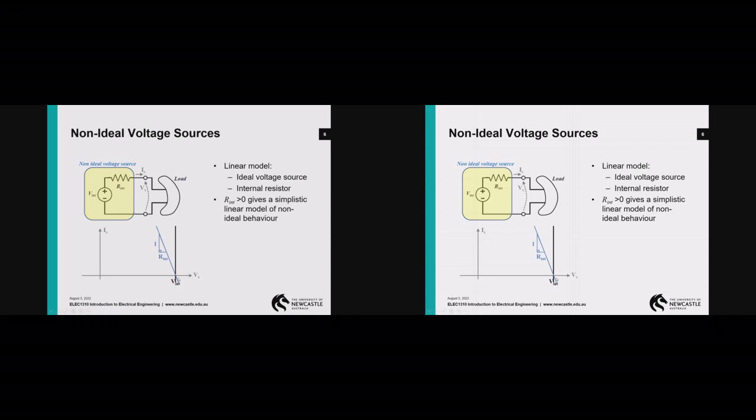So if I compare the voltage characteristic, if I had an ideal voltage source, the voltage would be fixed and vertical. Because of that resistor, the voltage drops as the current increases. And the slope of that line is effectively, the way that's drawn, minus 1 on R internal.